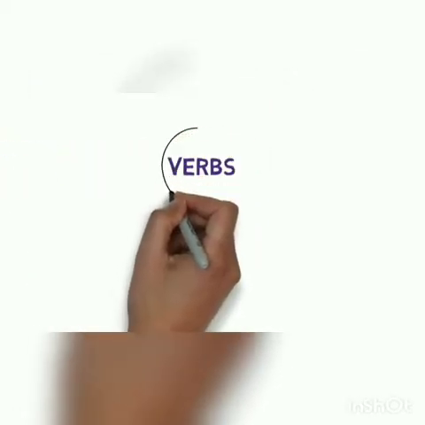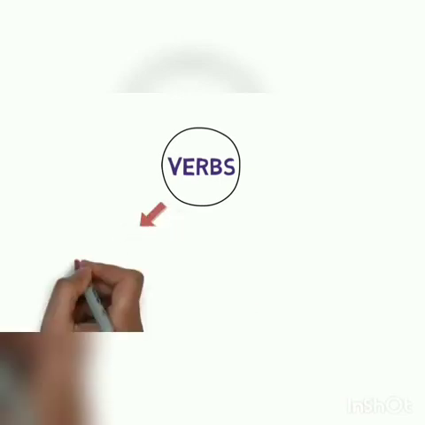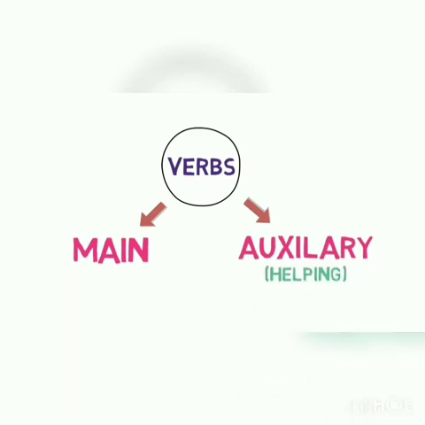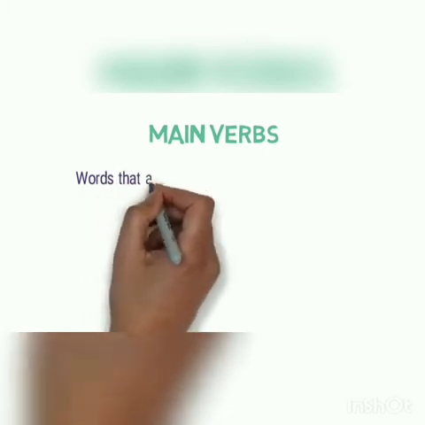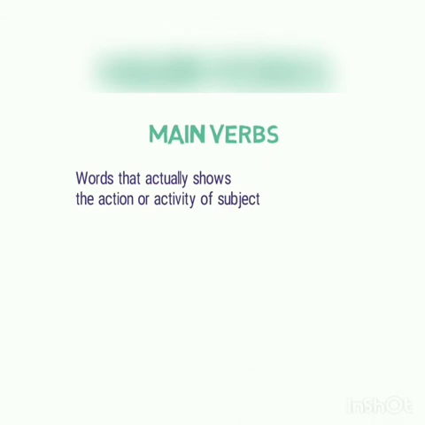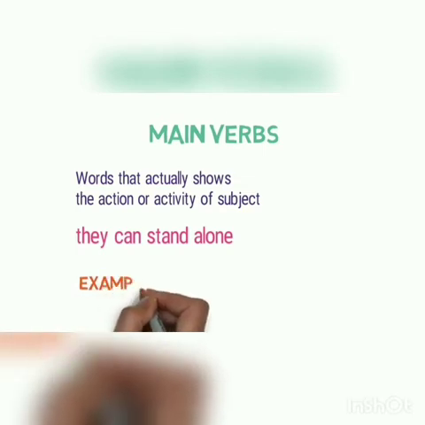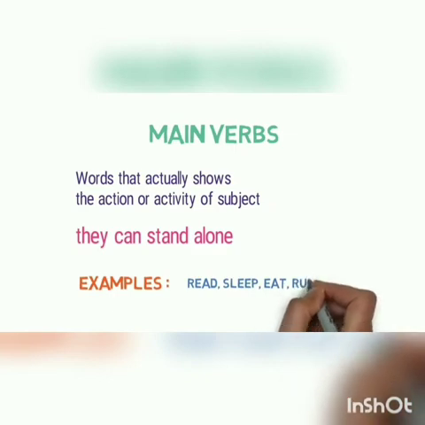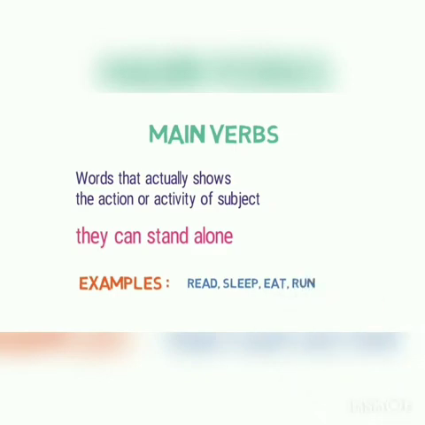Now verbs are mainly divided into two parts: main verbs and auxiliary verbs or helping verbs. So what are main verbs? Main verbs are the words that actually show the action or activity of the subject. They can stand alone without the help of any other verbs. Examples of them are read, sleep, eat, run. All these words can exist independently and provide complete meaning to the sentence.